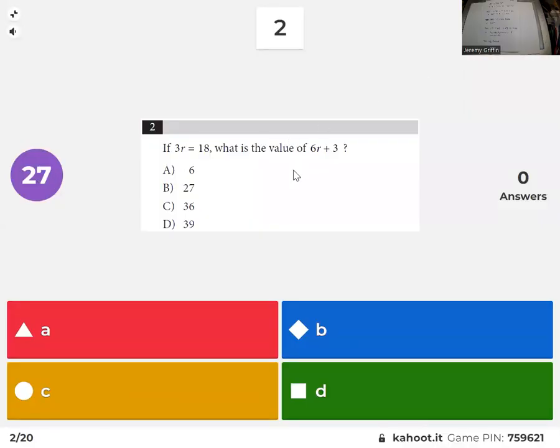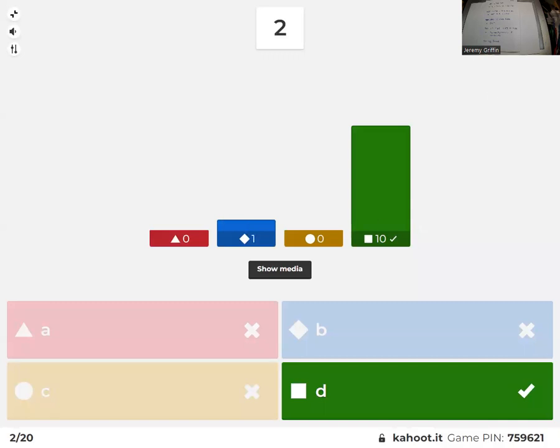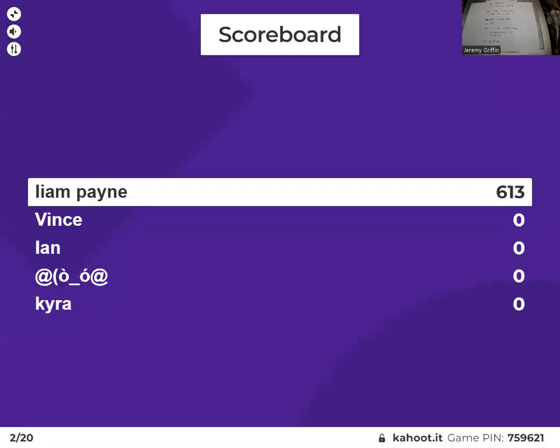If 3R equals 18, what is 6R plus 3? So you could say R is 6, and 6 times 6 is 36, plus 3 is 39. Or you could say 6R, hey, that's double the original 18. Then plus 3: 36, 37, 38, 39. 39. Oh, look at you guys go.